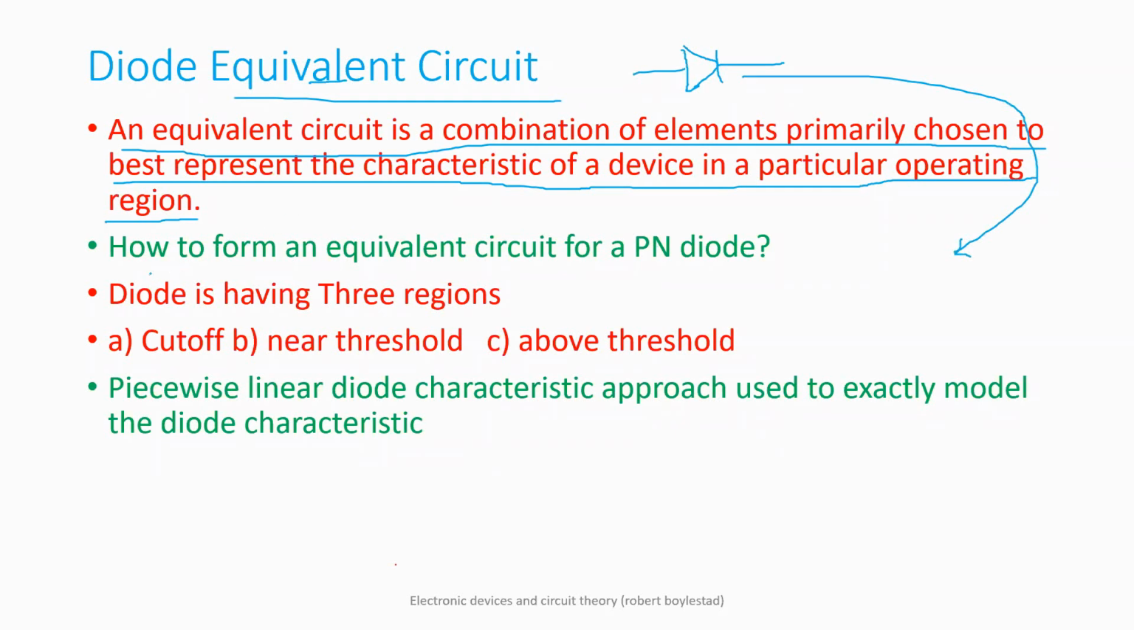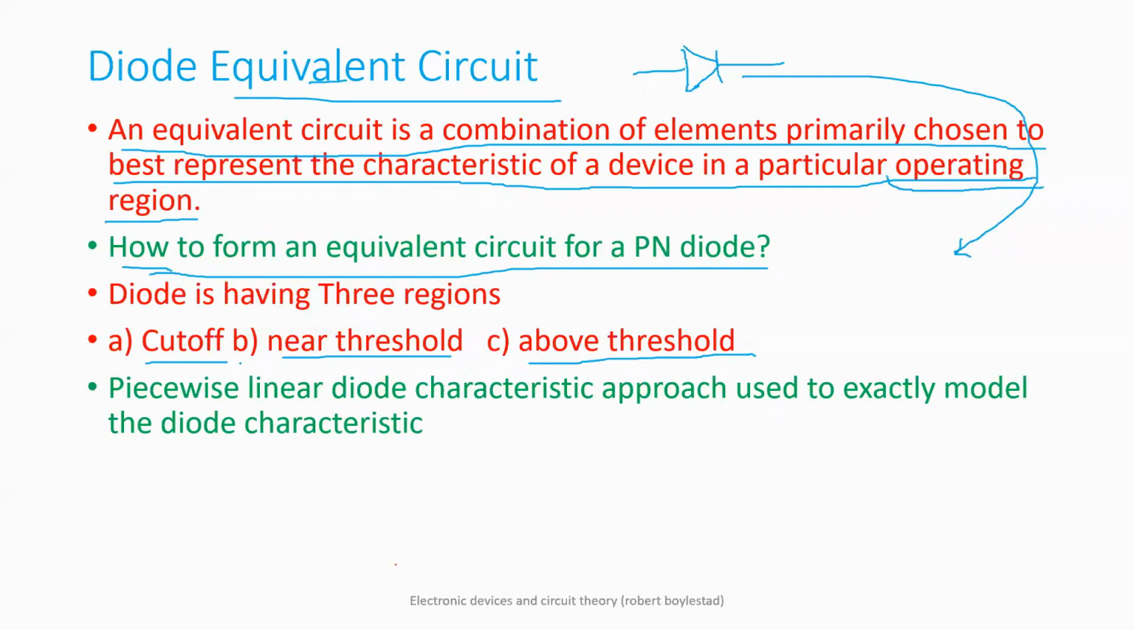Next is how to form an equivalent circuit for a PN diode. Here we are looking at this definition. The important point is the particular operating region. Your diode has three different regions: cutoff, near threshold, and above threshold. So these are the regions.